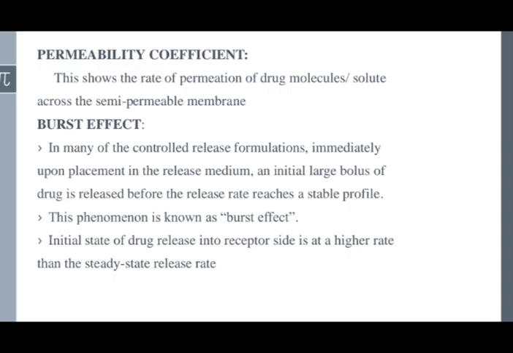Burst effect. In many controlled release formulations, immediately upon placement in the release medium, an initial large bolus of drug is released before the release rate reaches the stable profile. This phenomenon is known as burst effect. The initial stage of drug is released into the receptor sites at a higher rate than the steady state release rate.